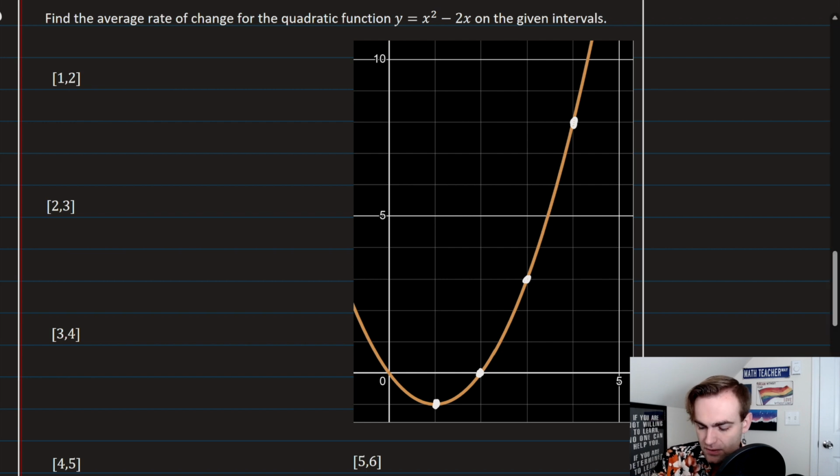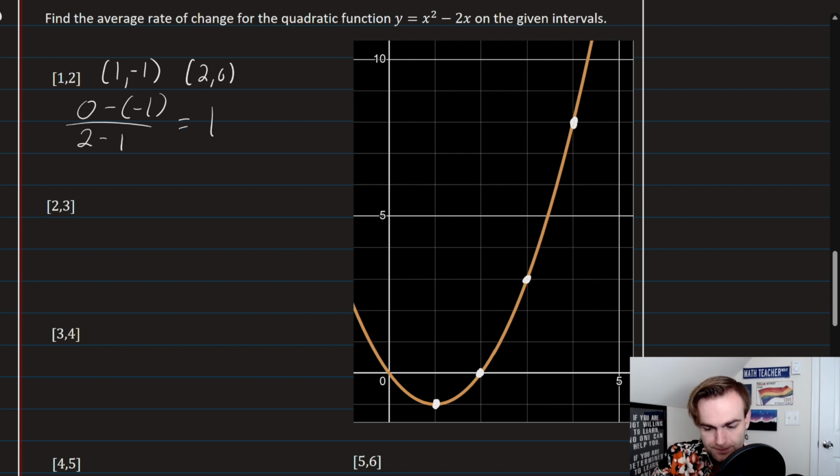If I see here, the point is (1, negative 1) and (2, 0). So the average rate of change between them would be 0 take away negative 1 over 2 minus 1, which would be 1. Straightforward. The line I could draw between those 2 points would have a slope of 1. But look how 2 to 3 is steeper. Let's see how that changes. Our point here would be (2, 0) and then (3, 3), it looks like.